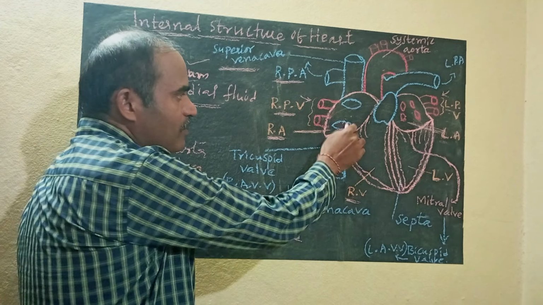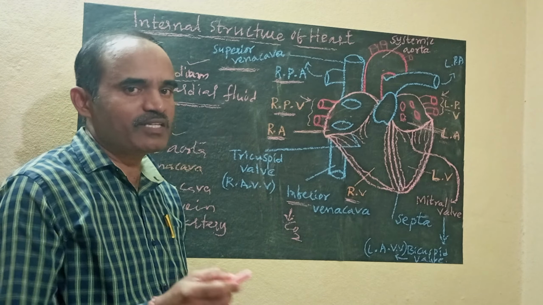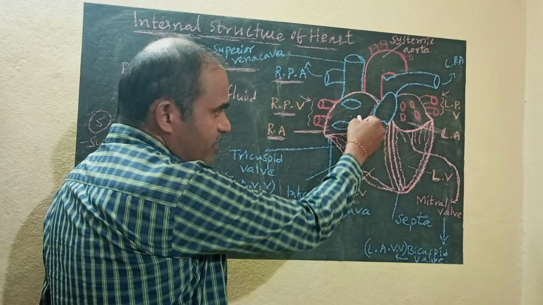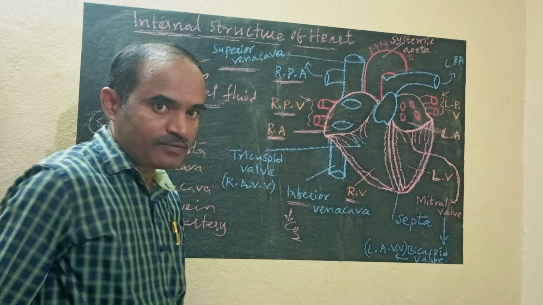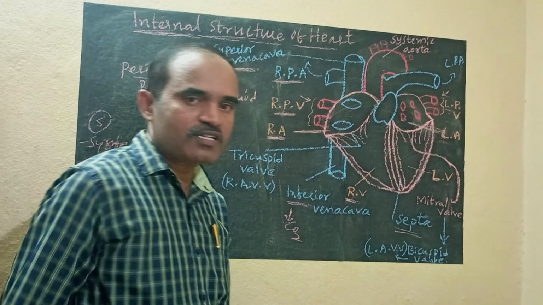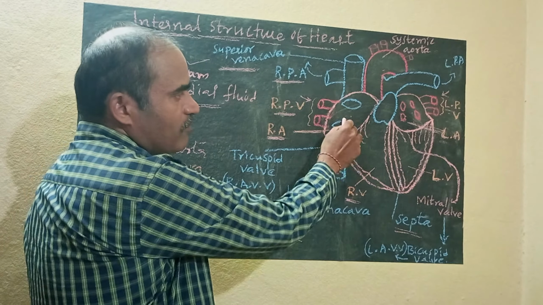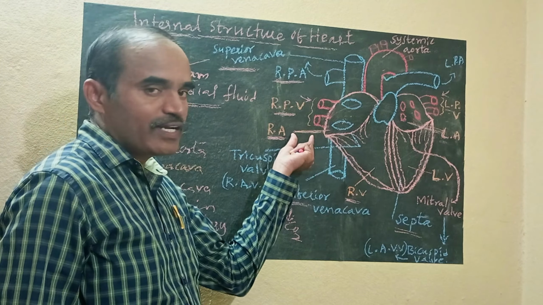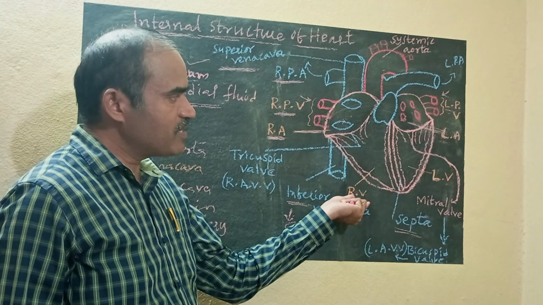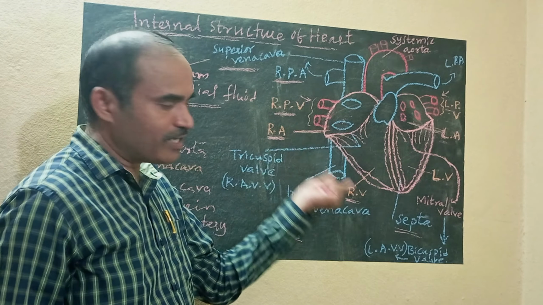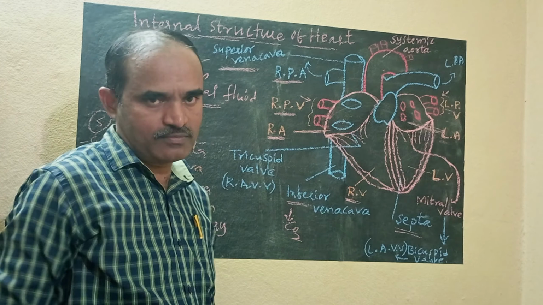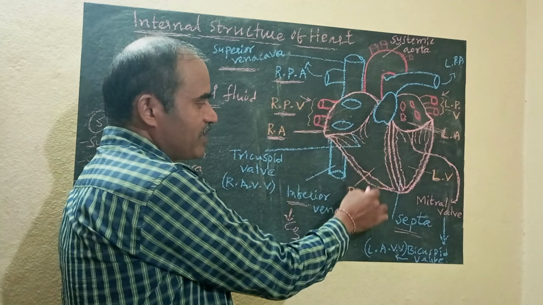There is a valve on the right atrioventricular septum. A septum is the membrane which divides the chambers, and the plural is septa. The valve is present between the right atrium and the right ventricle.